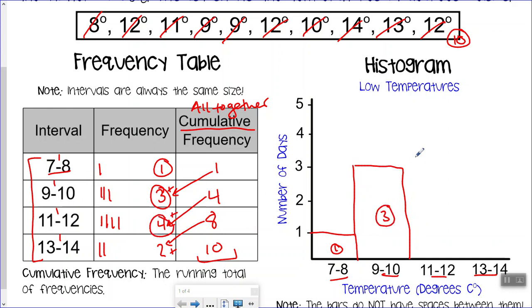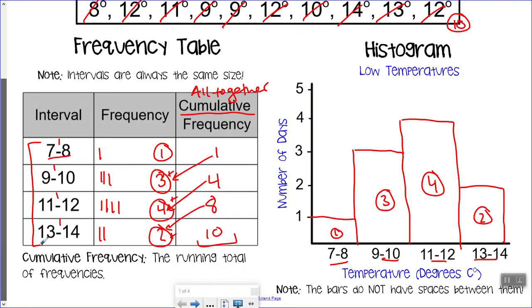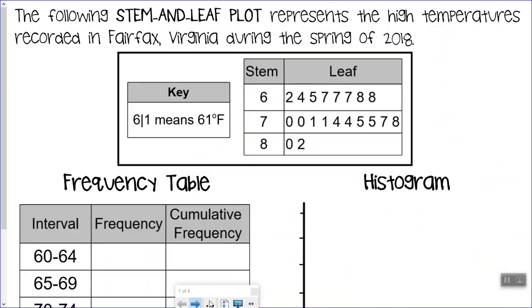From 11 to 12, we have a frequency of 4, so we're going to fill that in. And I just label these so we know the height. And then from 13 to 14, we have a frequency of 2. So that bar is going to be 2 units tall. Again, the most important part of the histogram is that there are no spaces between the bars.